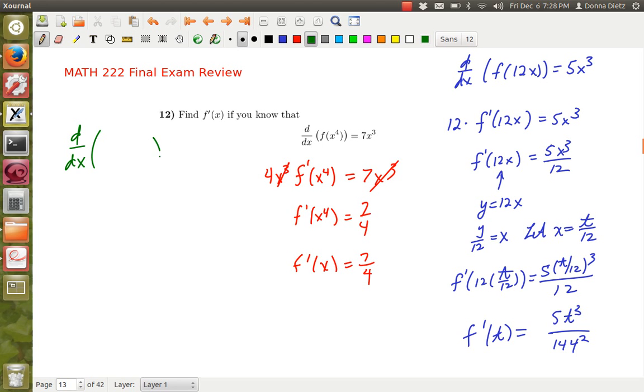Okay, let's make one up. F of 3x cubed equals 2x. I have no idea what it's going to do.